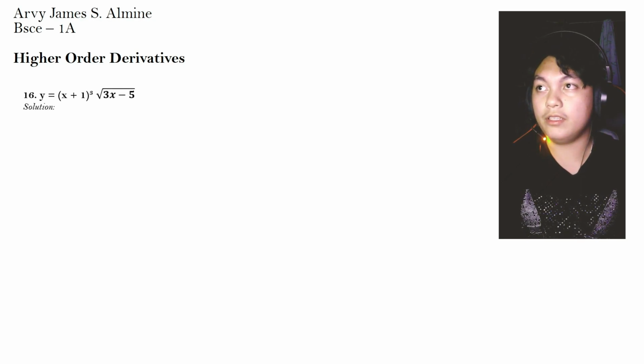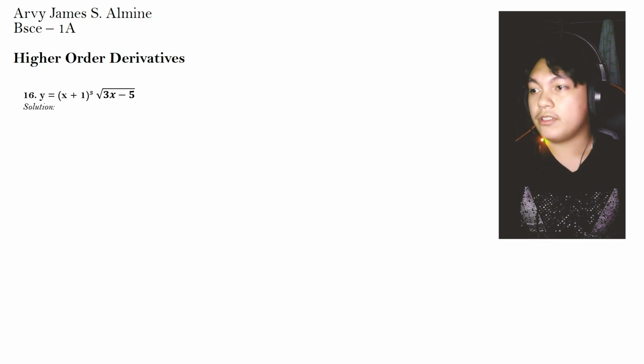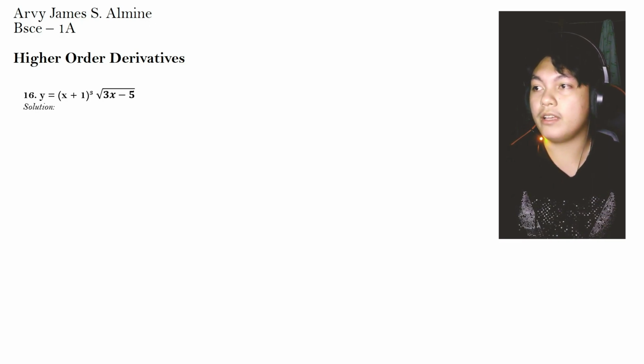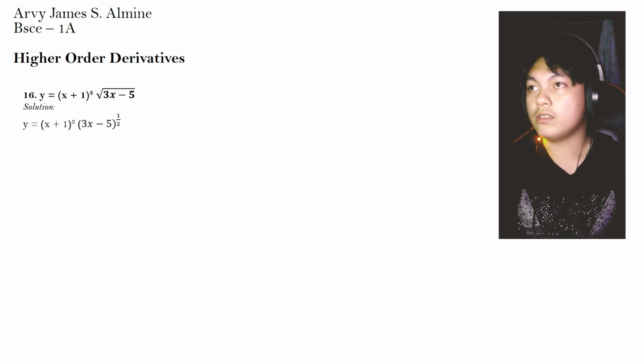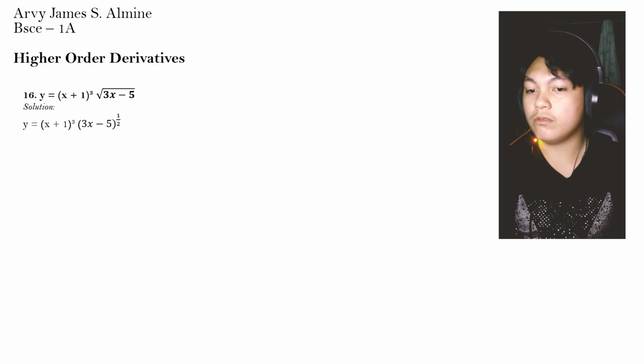The next one is the higher order derivatives. We have here example number 16: y is equal to x plus 1 cubed times the square root of 3x minus 5. To find the higher order derivatives of the given function, we will use the product rule and chain rule repeatedly. First, we can simplify the function by writing it as y is equal to x plus 1 cubed times 3x minus 5 to the power of 1/2. Now we can find the first derivative using the product rule and chain rule.